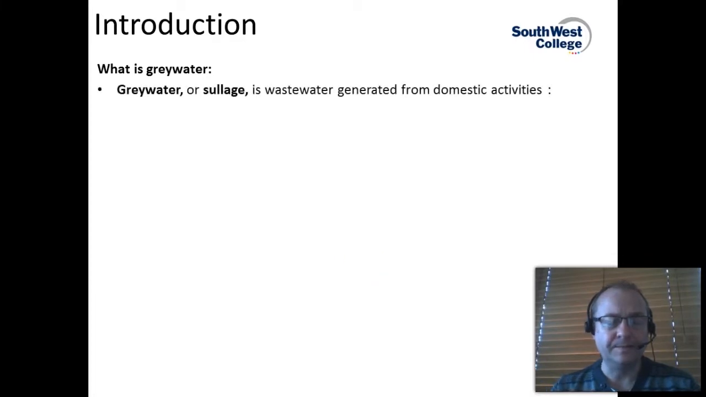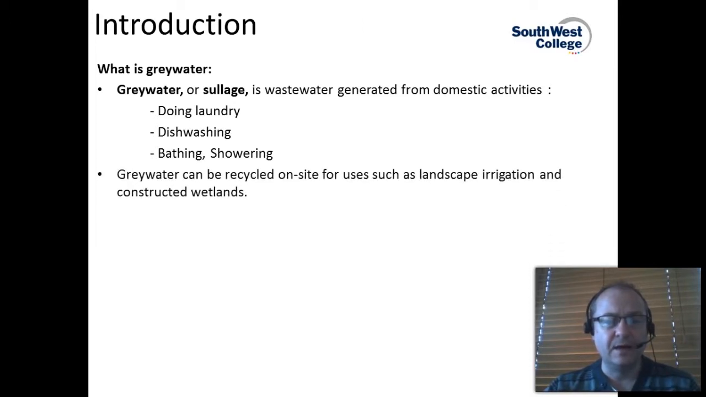What does it mean? Greywater, sometimes also called sullage, is basically the wastewater that's generated from domestic activities in the household. So that can be doing your laundry, dishwashing, bathing, showering, washing your hands, washing your face. And that basically covers the three main sources of greywater within a domestic setting.